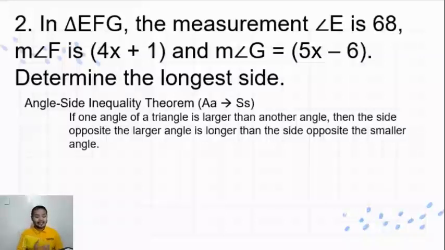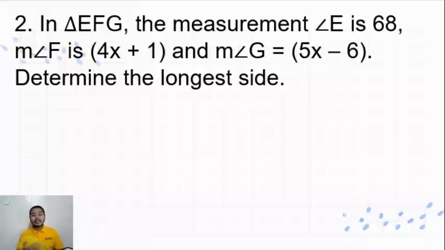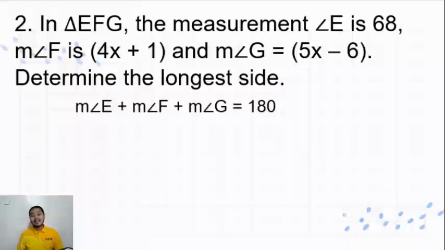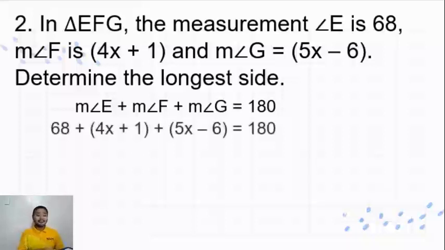So, gagawin natin dito, di ba? Alam naman natin na the sum of the angles inside a triangle is equivalent to 180 degrees. So in that case, ang gagawin natin dito is ganito. The measurement of angle E plus the measurement of angle F plus the measurement of angle G is equal to 180. So alam naman natin yung angle E is 68. Yung angle F naman 4x plus 1. Tapos yung angle G 5x minus 6.